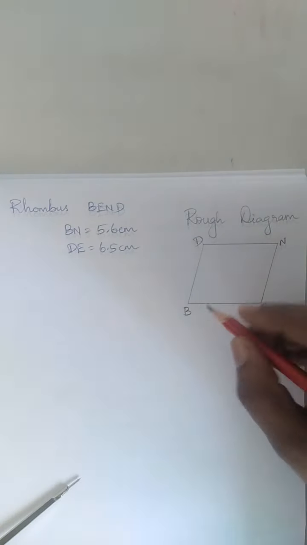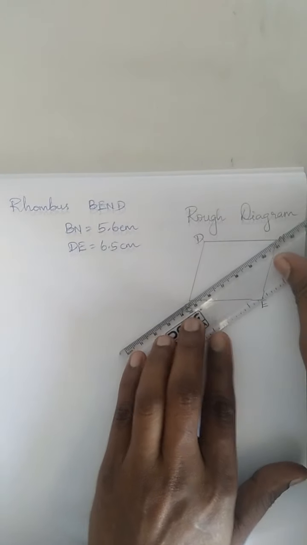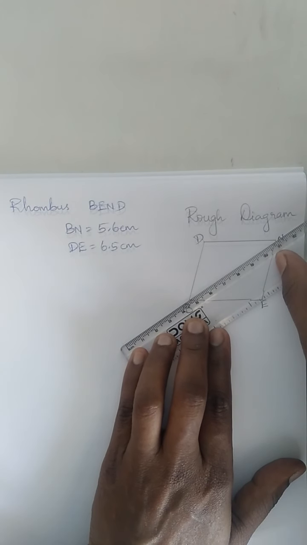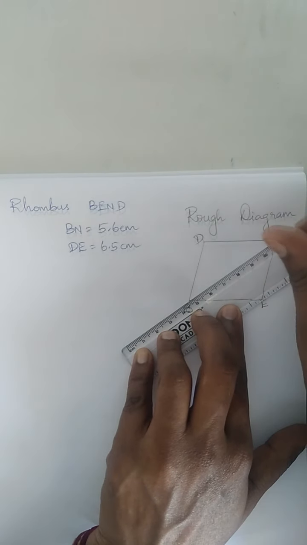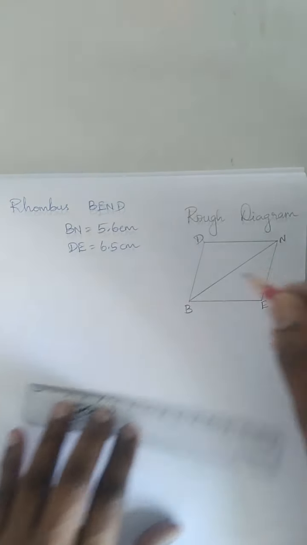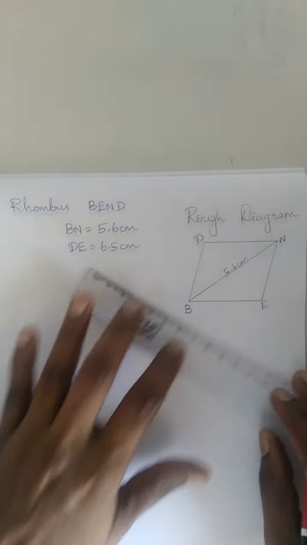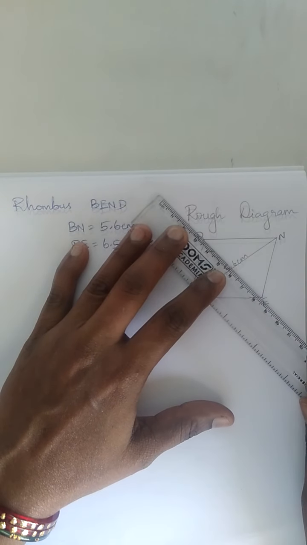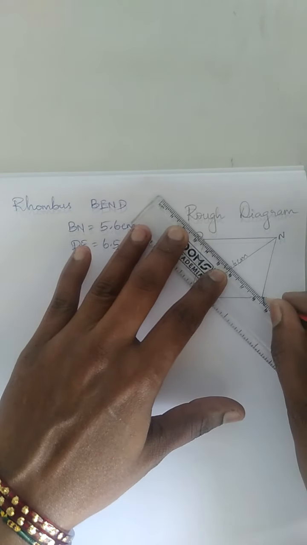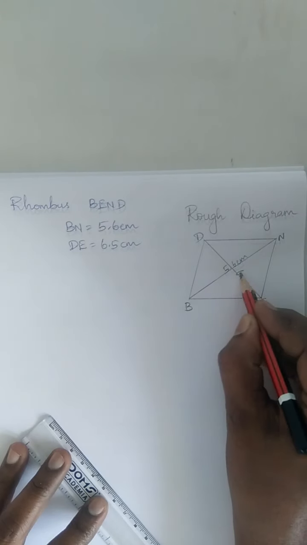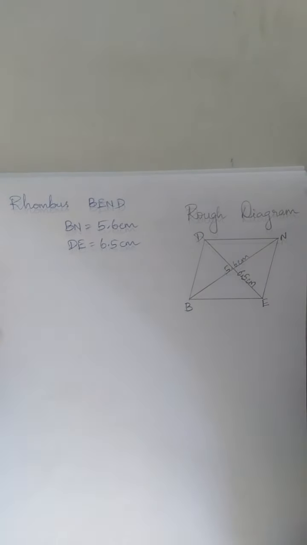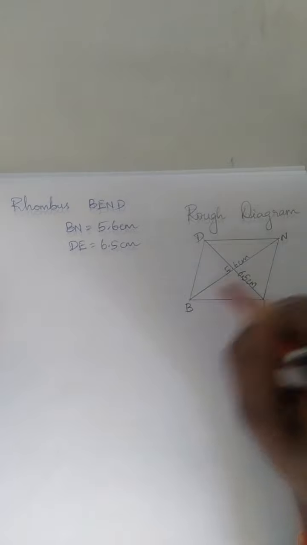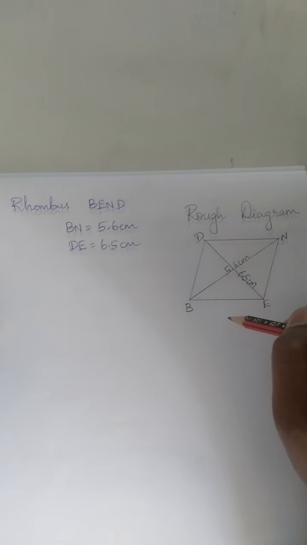BN 5.6. BN is a diagonal. It is 5.6 centimeter. Then DE is 6.5 centimeter. See, actually this condition is when 3 sides and 2 diagonals are given, but here sides are not given, but we need to construct the rhombus BEND.